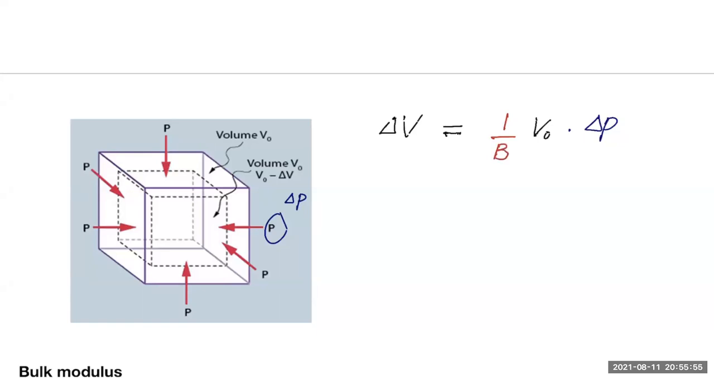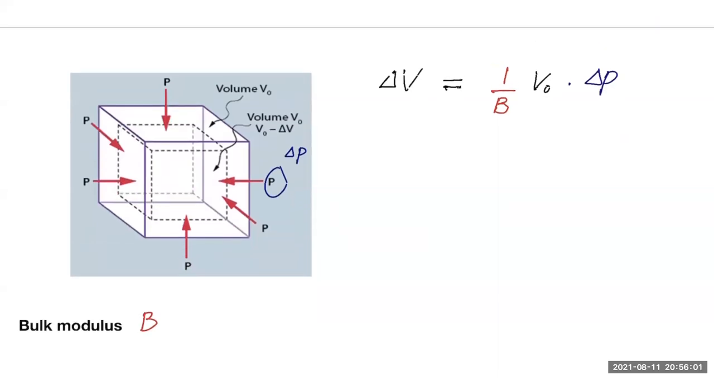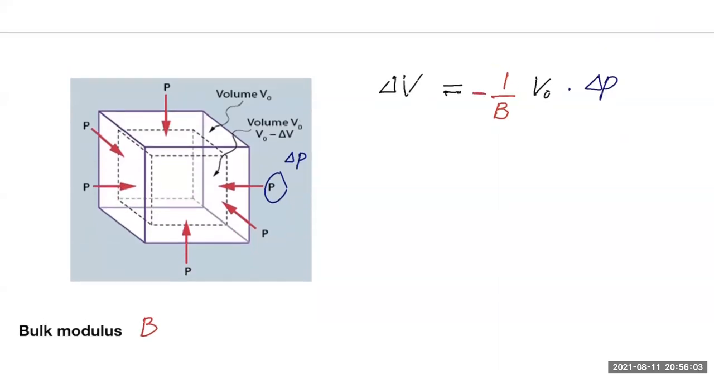And that's how we define delta V, that's how we define the bulk modulus B, except don't forget there is a negative sign in front of it, because as we increase pressure, so when delta P is positive, you will yield a negative change in volume. So delta V would be negative for a positive delta P. That's why I have to use a negative sign in front of the right-hand side to balance it.